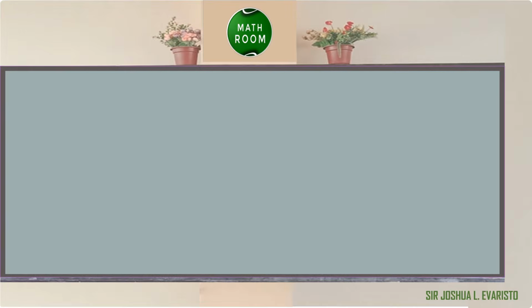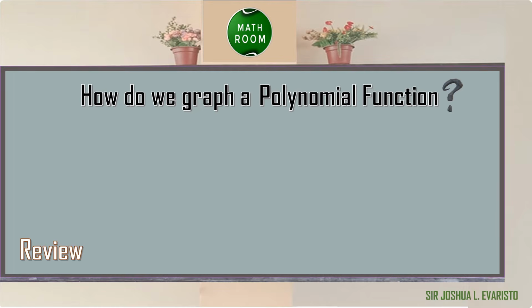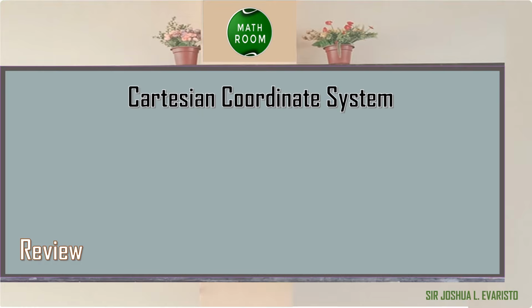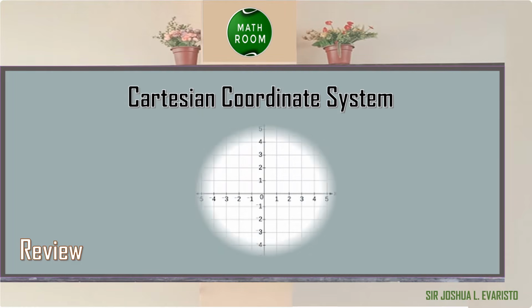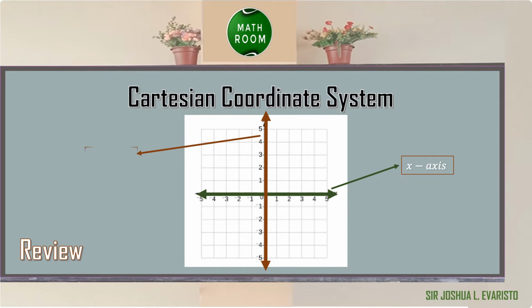On the previous lesson, we talked about polynomial function. For this video, we're going to discover how do we graph a polynomial function. But before that, let's have a review about the Cartesian coordinate system. Cartesian coordinate system is composed of two intersecting lines. The horizontal line is what we call the x-axis, and the vertical line is our y-axis. Also, we have four quadrants.